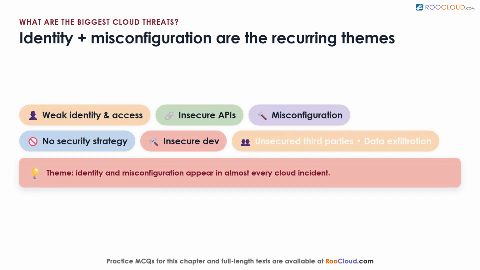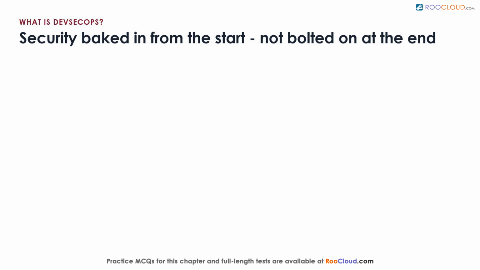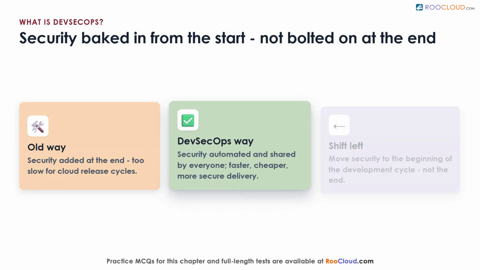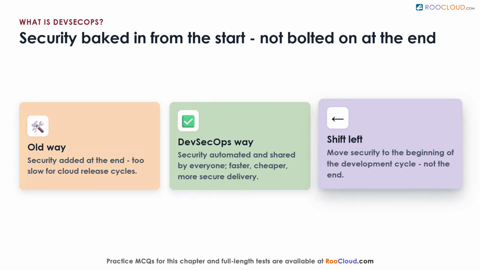Finally, a discipline built for this world. What is DevSecOps? The name fuses three teams: development, security, and operations. The old way bolted security on at the end. Rapid cloud releases made that impossible. So DevSecOps builds security in from the very start. Security becomes automated and shared by everyone. The benefits are real: faster, cheaper, more secure delivery. Problems caught early when they're easy to fix, and simpler compliance reporting. The guiding idea is to shift security left. Move it to the beginning of the development cycle, not the end.